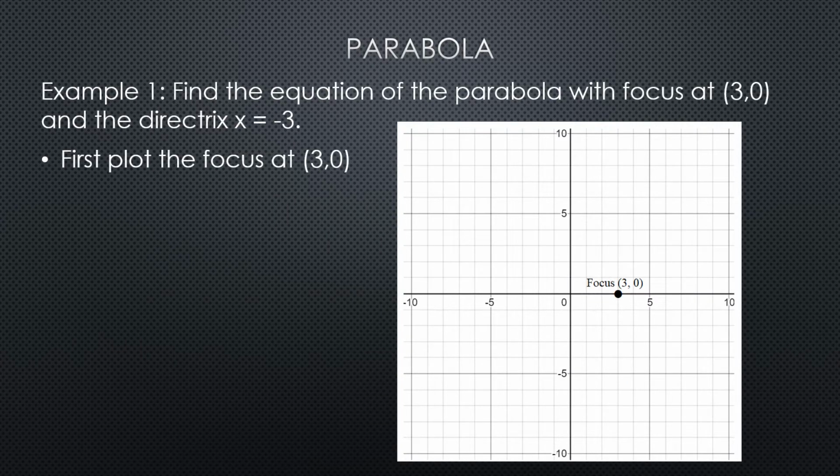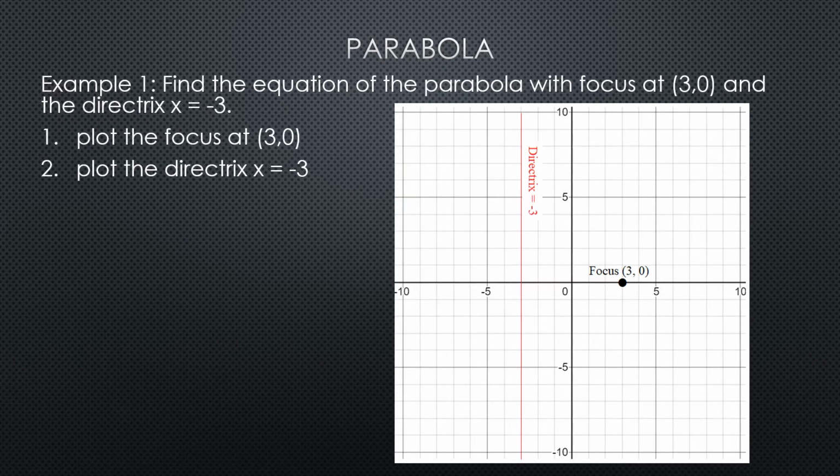Okay, so let's work an example. Example 1 states we're going to find the equation of the parabola with a focus at (3, 0) and a directrix at x equals -3. So the first step is to plot the focus. We've got x is equal to 3 while y is equal to 0, so we can plot that dot right there. Next, let's plot the directrix at x equals -3. On the x-axis, we're going to go back 1, 2, 3. There's -3, and draw that line.